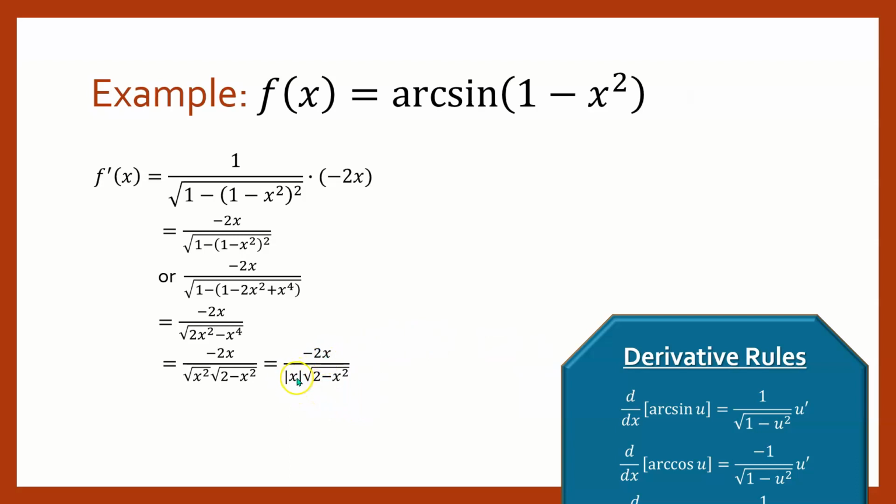If you take x over the absolute value of x, you get positive 1 if x is positive and negative 1 if x is negative. So if, for example, we knew ahead of time that we were only going to be considering positive values of x, then we could cancel out the x's and simplify it to negative 2 over the square root of 2 minus x squared.